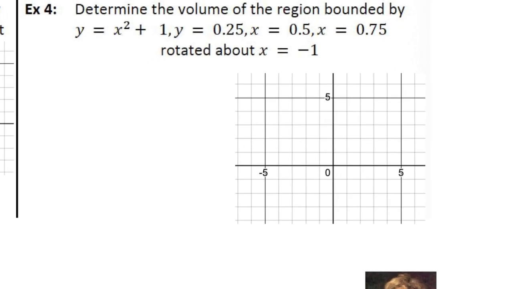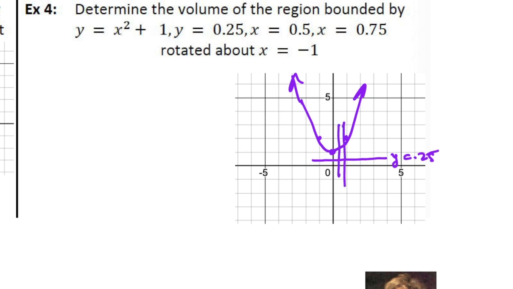For example 4. All right, so now we want to determine the volume. Once again, we have x squared plus 1. So when you substitute in, you're going to get a nice little parabolic curve again for your x squared plus 1. Y equals 0.25. Well, that's a bit strange, but okay. Y equals 0.25. There we go. And x equals 0.5. That's what we have. And the last one, x is 0.75. All right, so that is getting a little bit close for what we're doing.